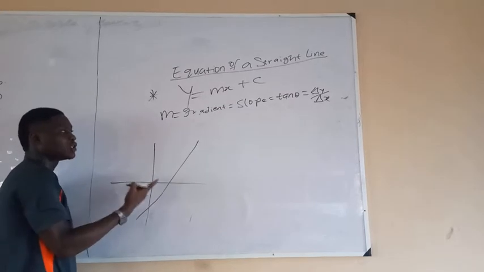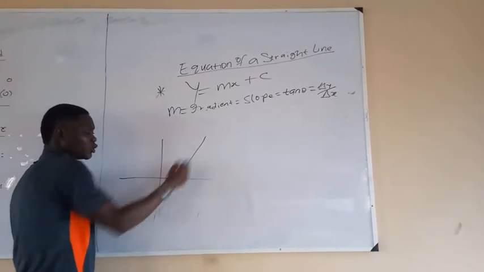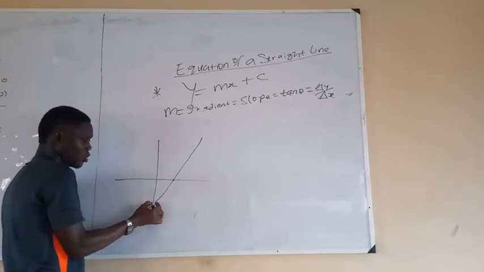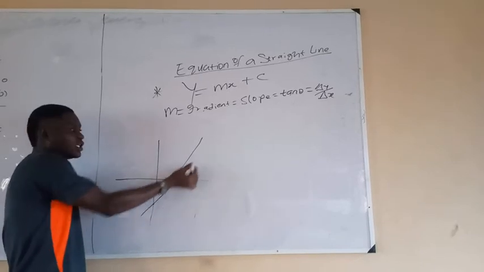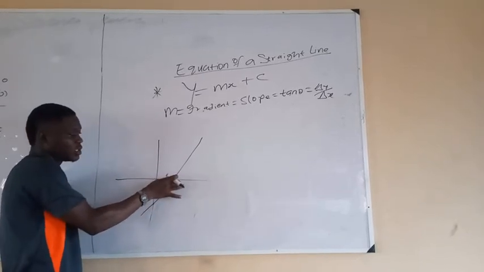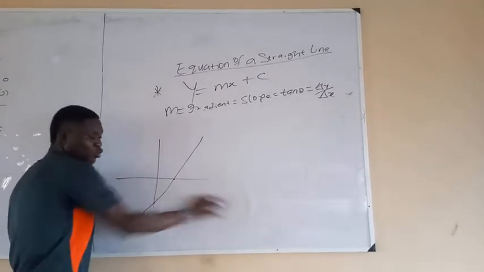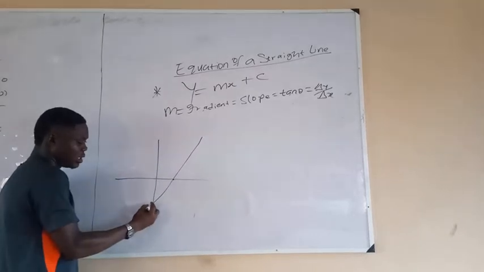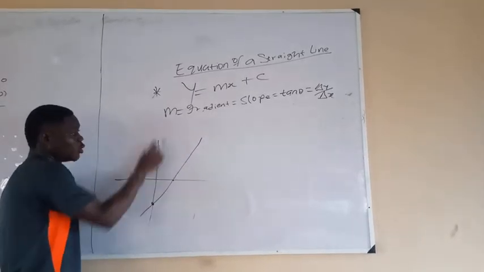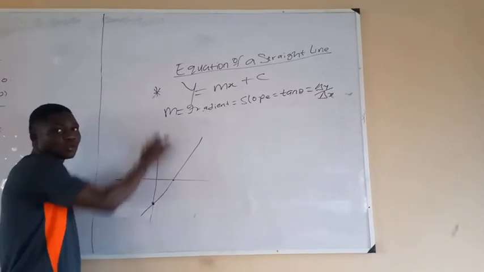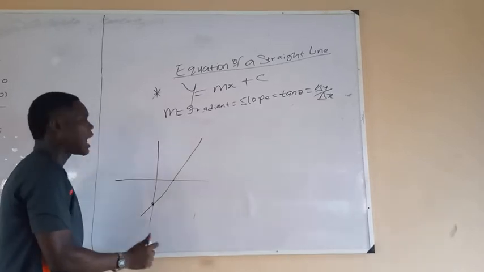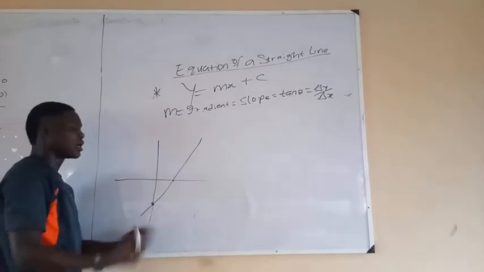The intercept is the point where the line touches the x-axis or the y-axis. At the point where the line touches the x-axis, we say it's the intercept on the horizontal axis. At the point where the line touches the y-axis, we call it the intercept on the y-axis. Now, how do you get the intercept on either axis?